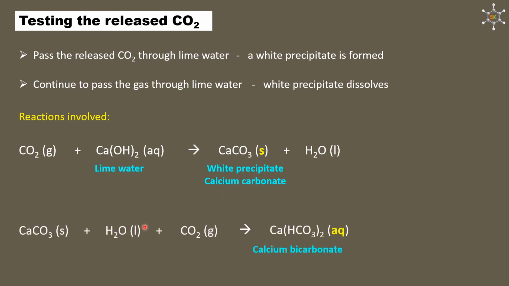When we continue to pass the carbon dioxide through the solution which already has calcium carbonate precipitate, this calcium carbonate reacts with carbon dioxide to form calcium bicarbonate which is soluble in water, so the white precipitate dissolves.